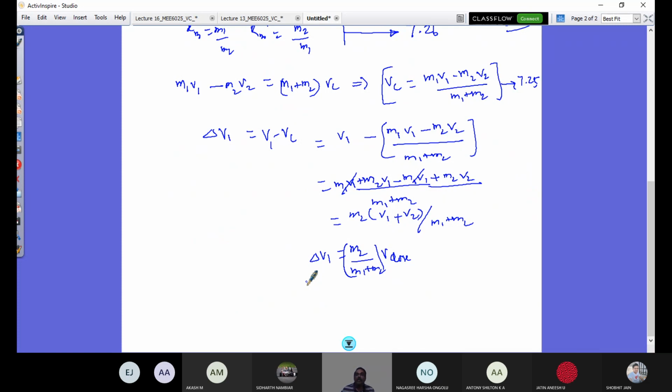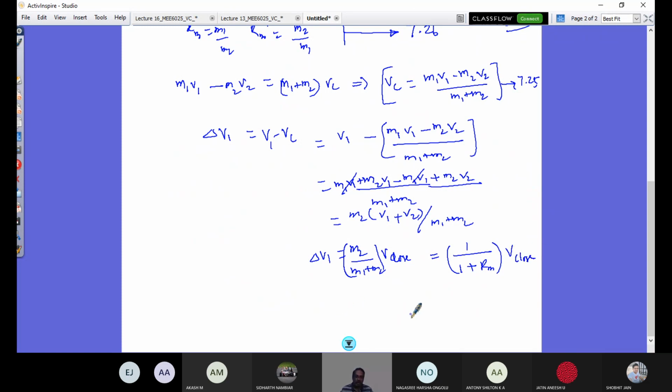I would also write it in this convenient form using the definition of Rm. If I divide the numerator and denominator by M2, I get 1 by 1 plus M1 by M2, that's Rm, into V close.